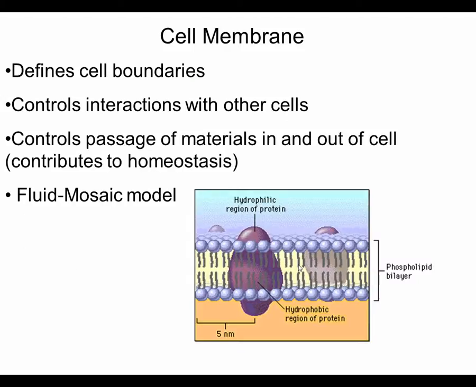We're going to look at the cell membrane, and basically what the cell membrane does for the cell is help define the cellular boundaries, basically what's inside the cell and what's outside of the cell. It helps control the interactions with other cells, controls the passage of materials in and out of the cell, and it is what is referred to as the fluid mosaic model.